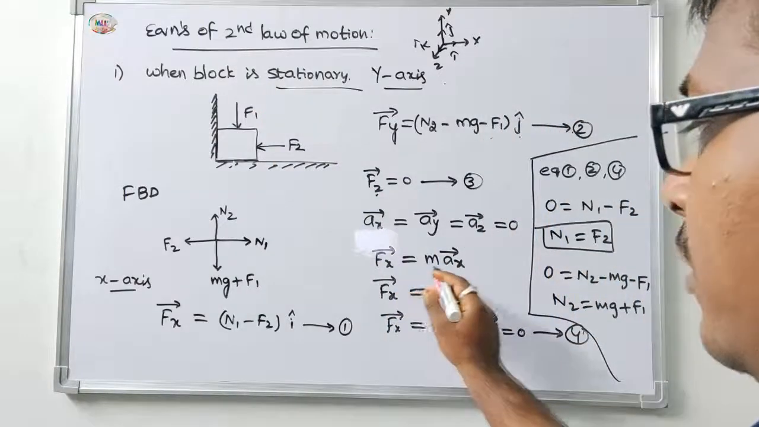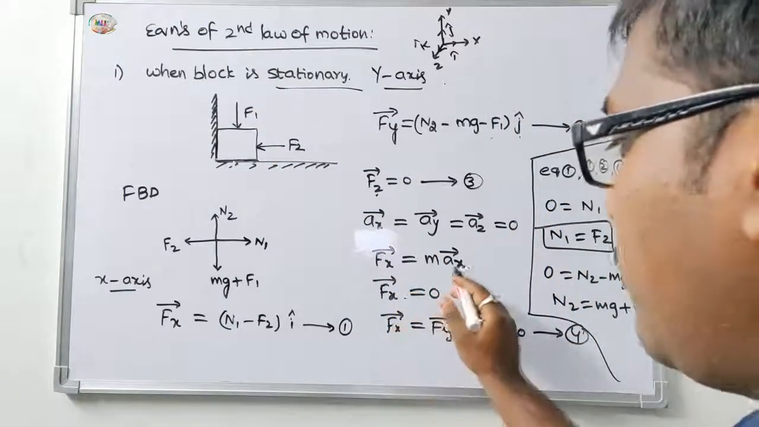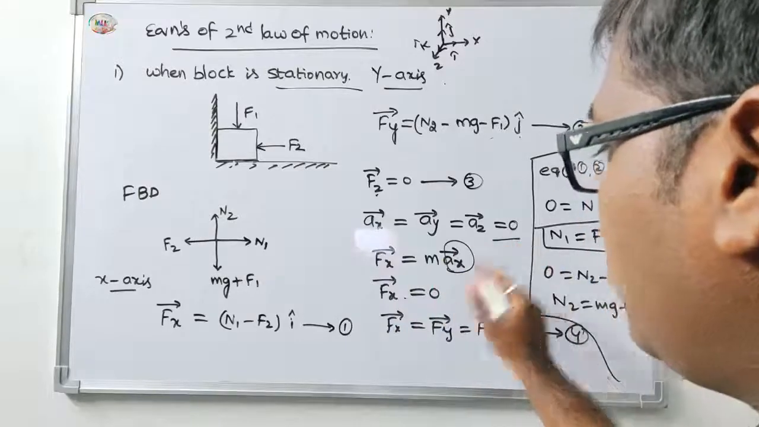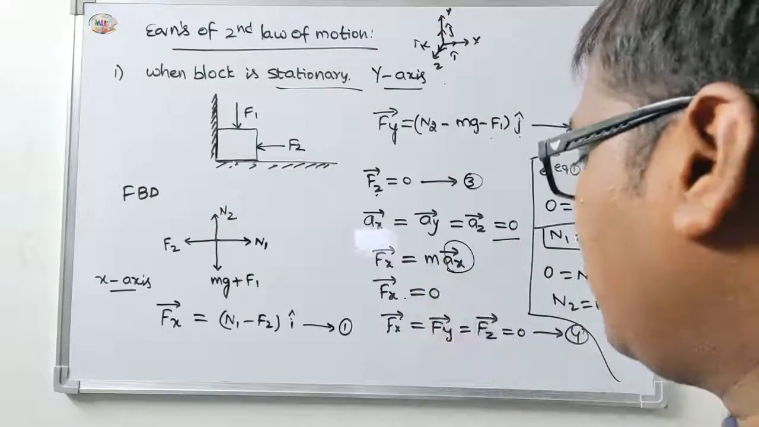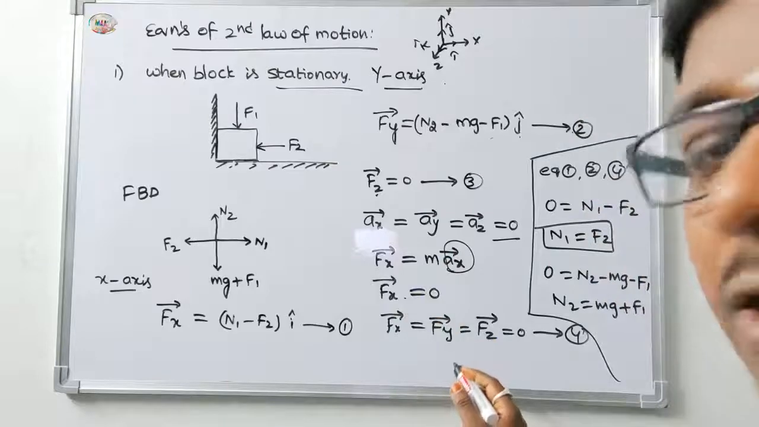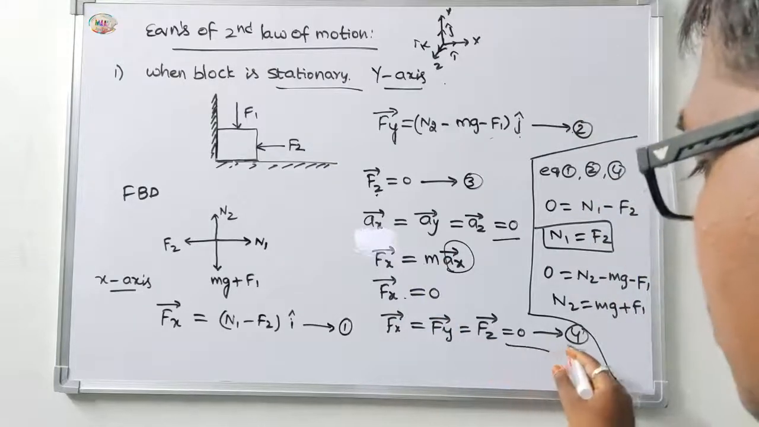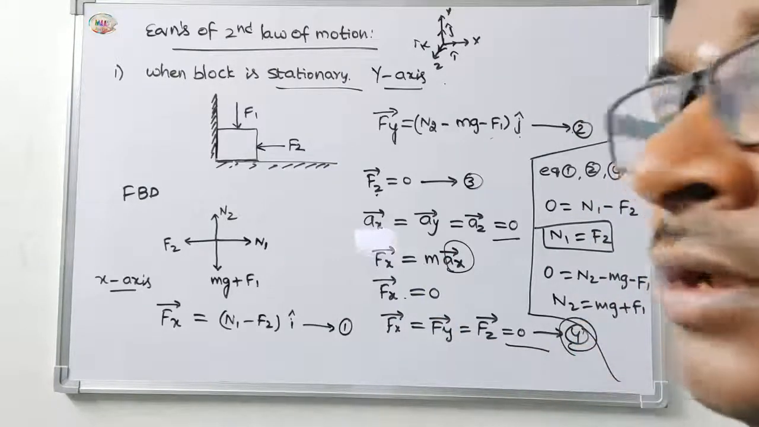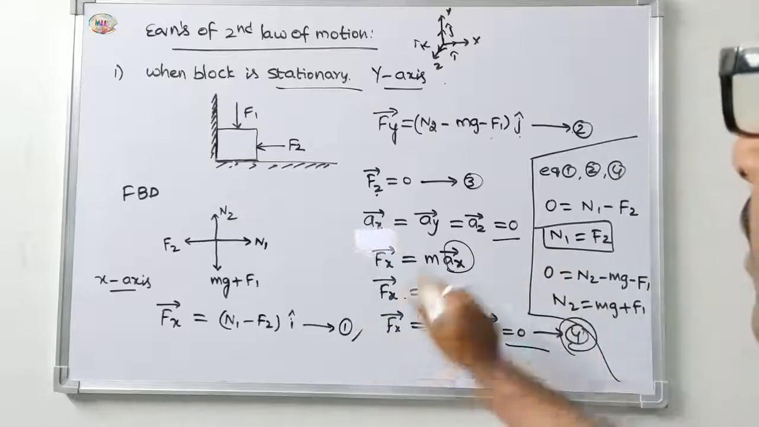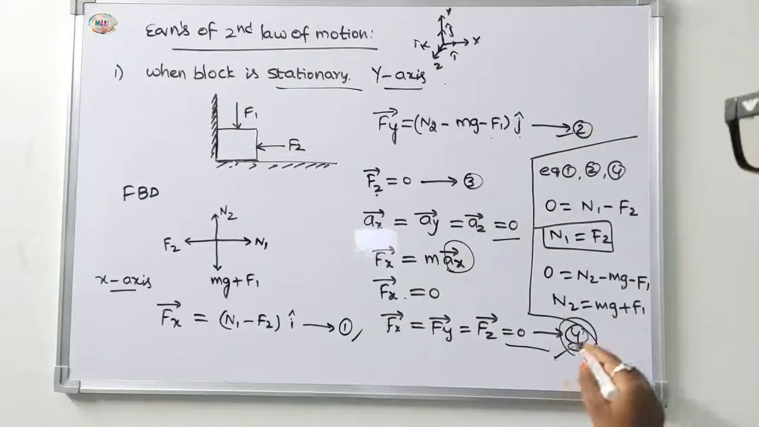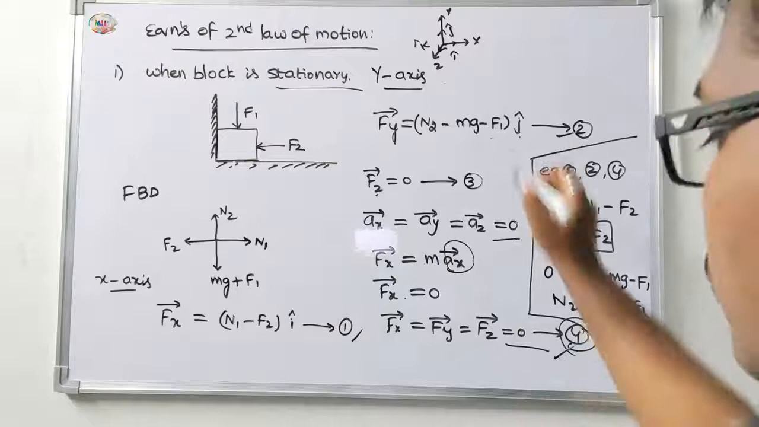Then Fx is equal to m into Ax. Ax will be 0, so 0 into something is 0. Fx is equal to Fy is equal to Fz is equal to 0. This is equation number 4. From equations 1, 2, 3 and 4.